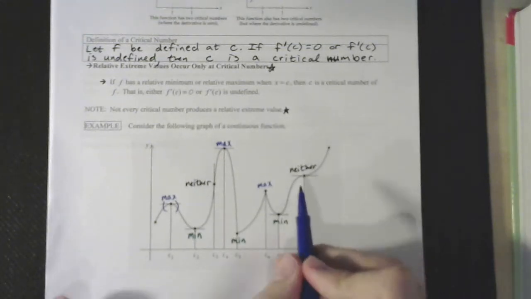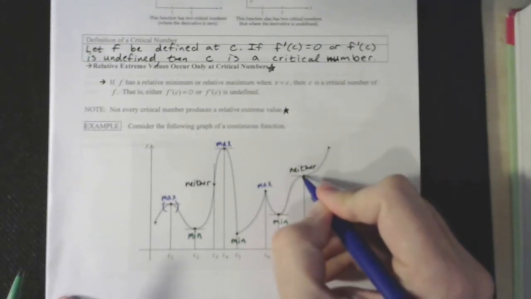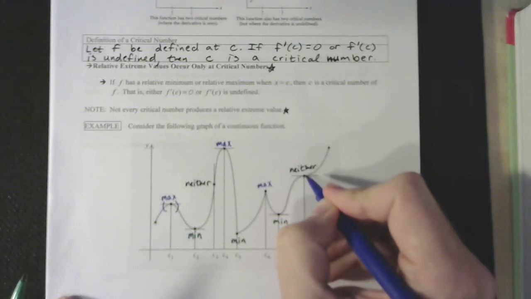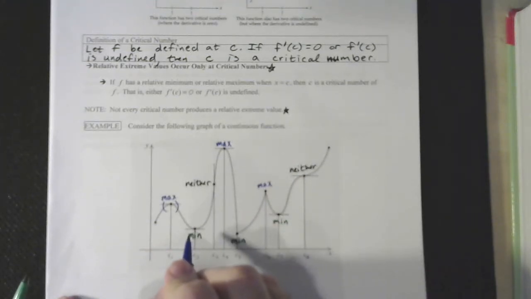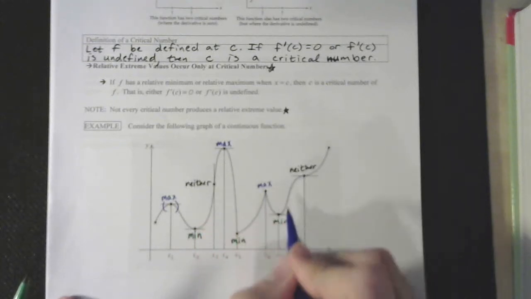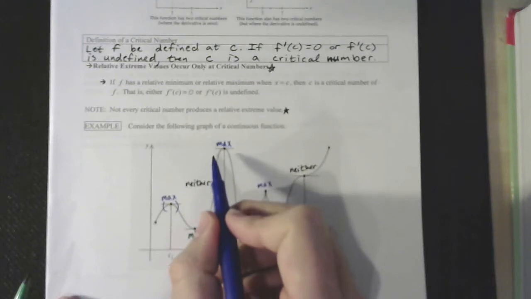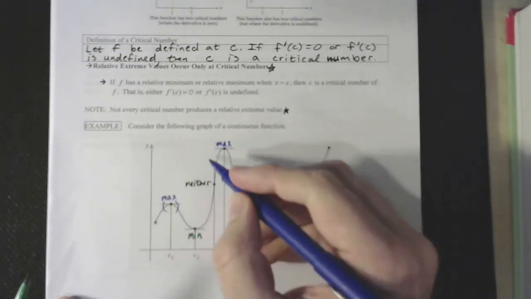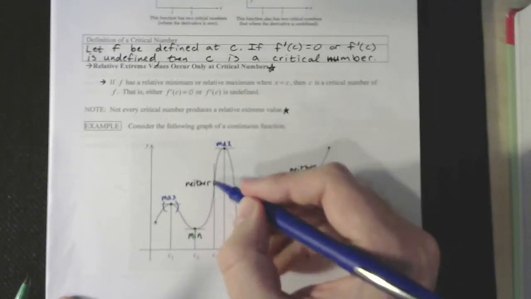Our slopes are still 0 right here, but because everything to the left of this point is smaller and everything to the right of this point is bigger, you can't construct an interval where it's bigger than everything or where it's smaller than everything. So we say it's neither a max nor a min. And over here, we have an undefined slope because it has a vertical tangent at this point. It goes straight up and down. But again, everything to the left is smaller, everything to the right is bigger. So it's neither.